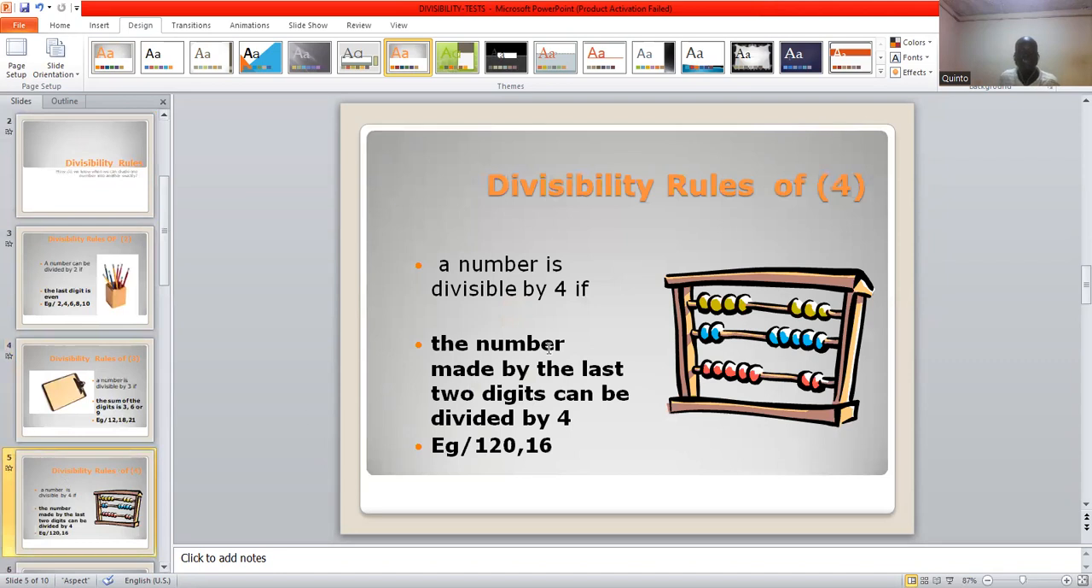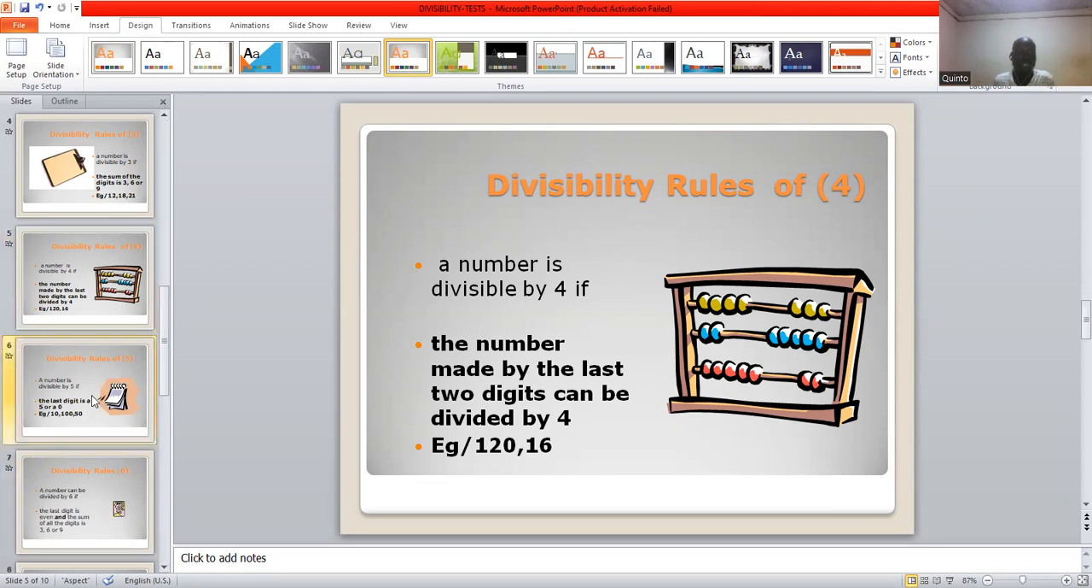Let's see the divisibility test of 4. A number is divisible by 4 if the number made by the last two digits can be divided by 4. For example, 120. The last two digits of 120 are 20, which is divisible by 4. And 16, the last two digits are 16, which is divisible by 4.